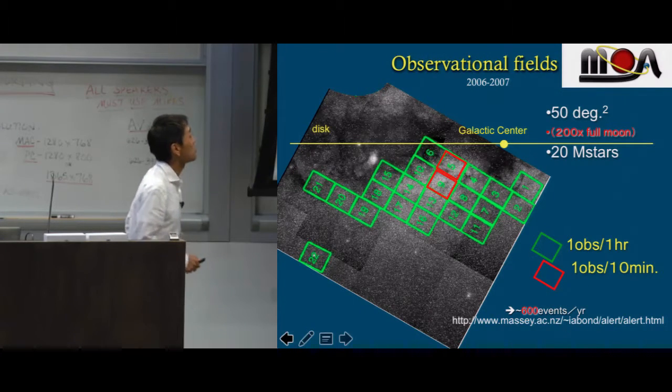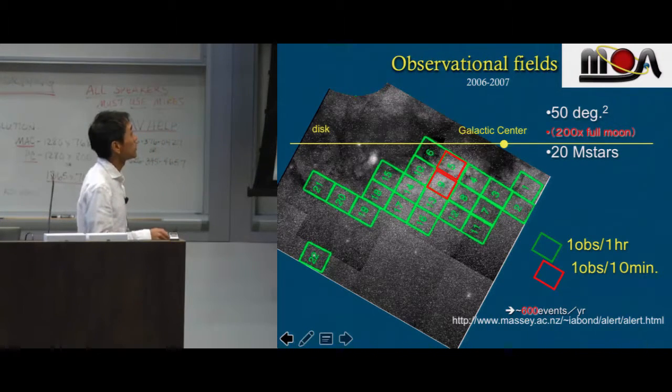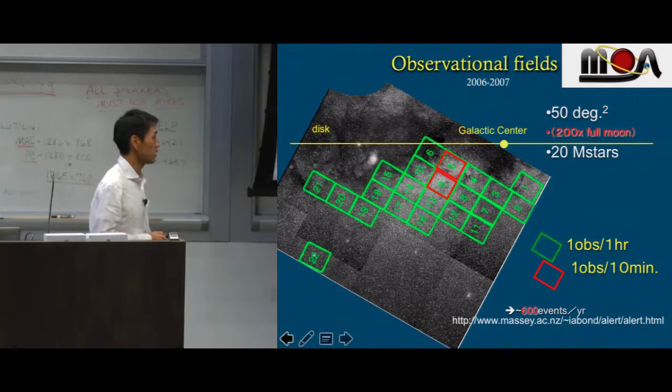So here is our observational field. This is the galactic center and the disk. We are observing around 20 million stars in a 50 square degree field. We are monitoring most of the field every 1 hour, and in this central region, we are observing every 10 minutes, which is very high cadence.